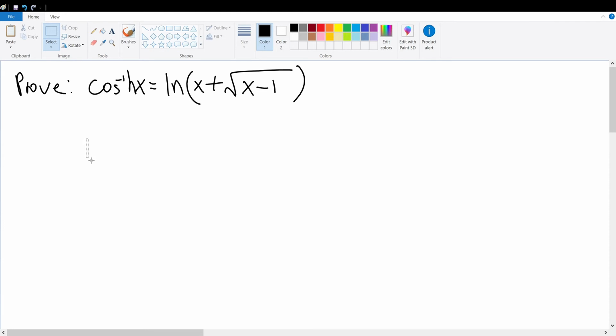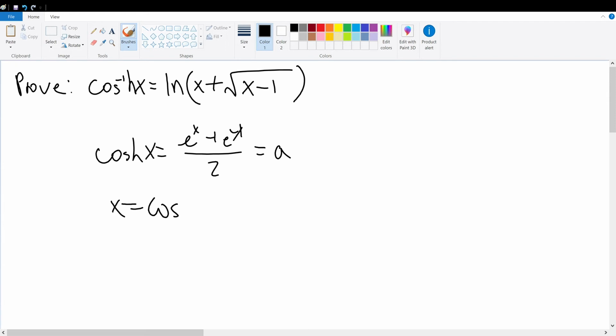To begin, we know the definition of the hyperbolic cosine of x to be equal to, by definition, e to the x plus e to the negative x divided by 2. We're going to set this quantity to be equal to a. We can find the variable x to be equal to the arc hyperbolic cosine of a. This will give us the value of x by definition.